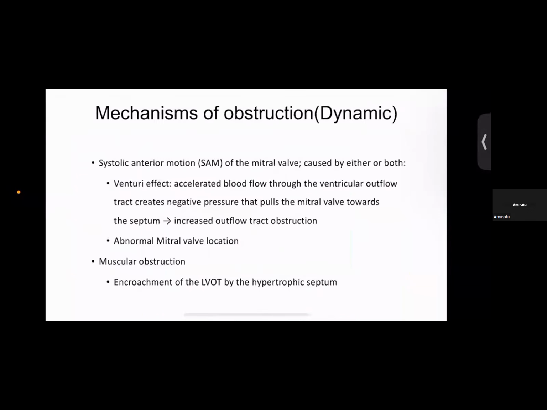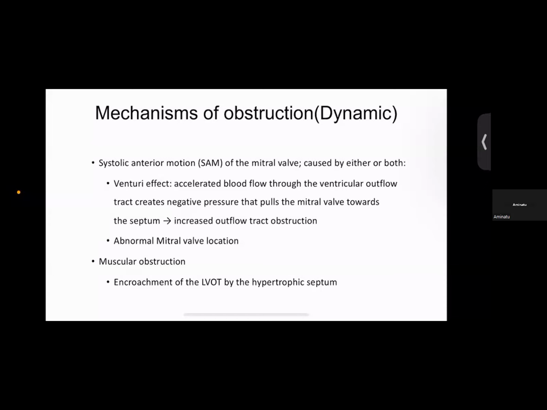So specifically for obstructive HCM, the mechanisms of obstruction are two. There is the systolic anterior motion of the mitral valve, which is caused by the Venturi effect. That means that when there is accelerated blood flow through the ventricular outflow tract, it creates negative pressure, which pulls the mitral valve towards the septum. I will show an image later on. So this will cause an increased outflow tract obstruction. That is what we call the Venturi effect.